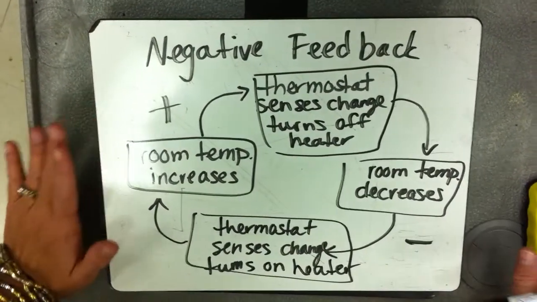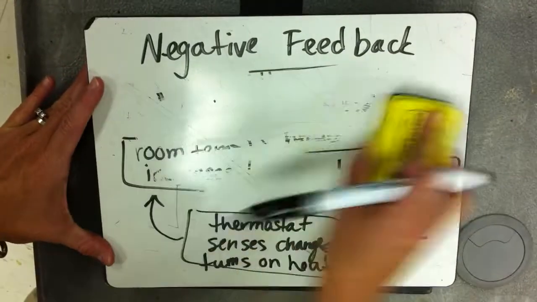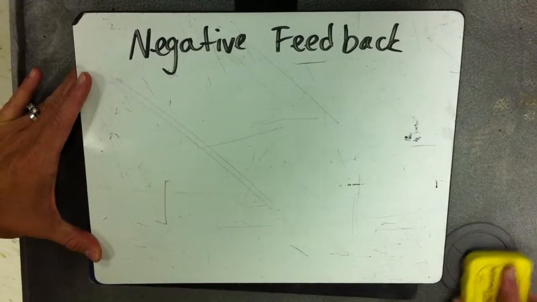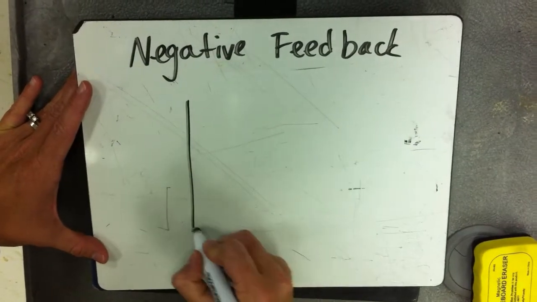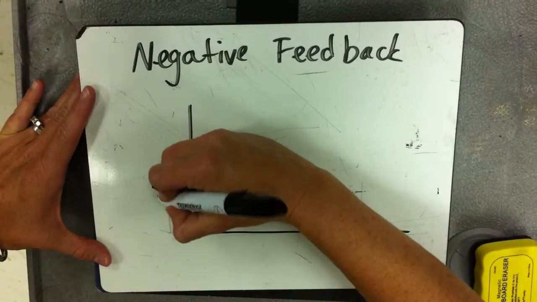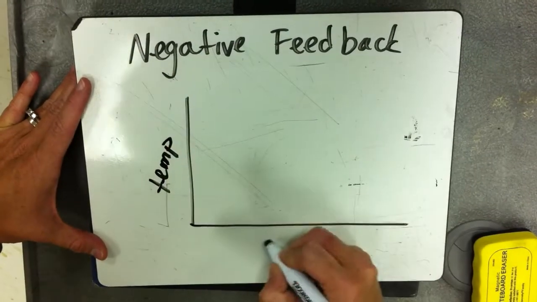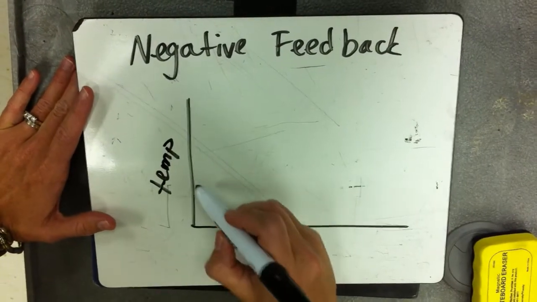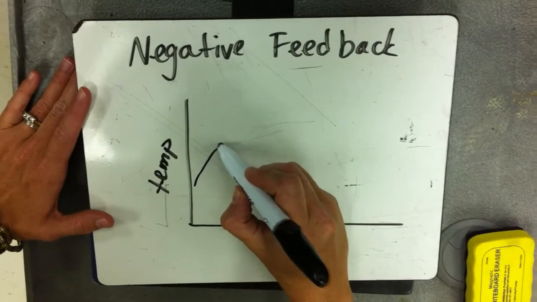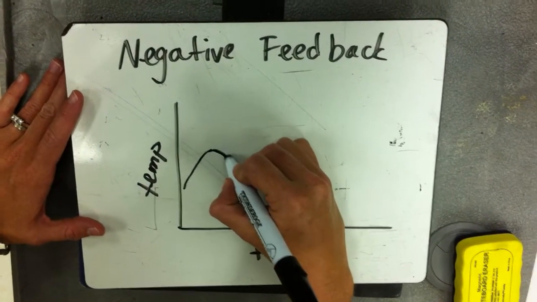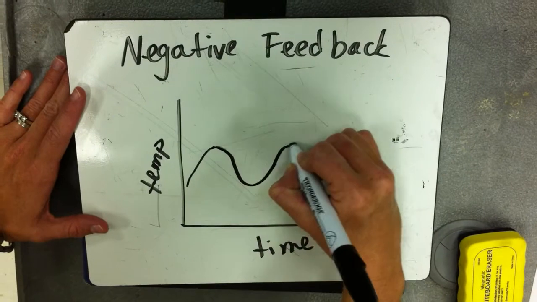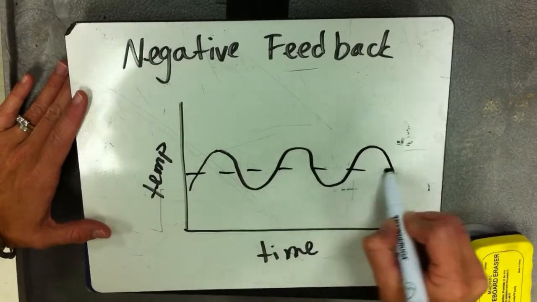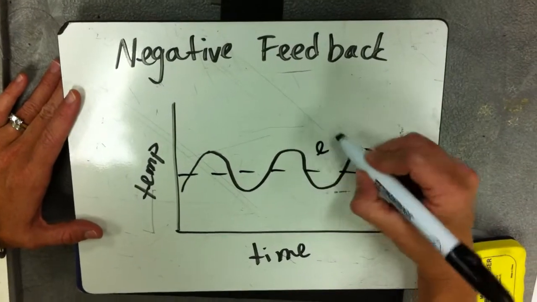So if we look at what that would look like on a graph, okay, now I'm going to look at how the temperature changes over time. So we started with the room temperature increase. Thermostat comes on, turns off the heater, and we see a decrease, then we see an increase, and we see a decrease, and we see an increase. So what that establishes is an equilibrium.